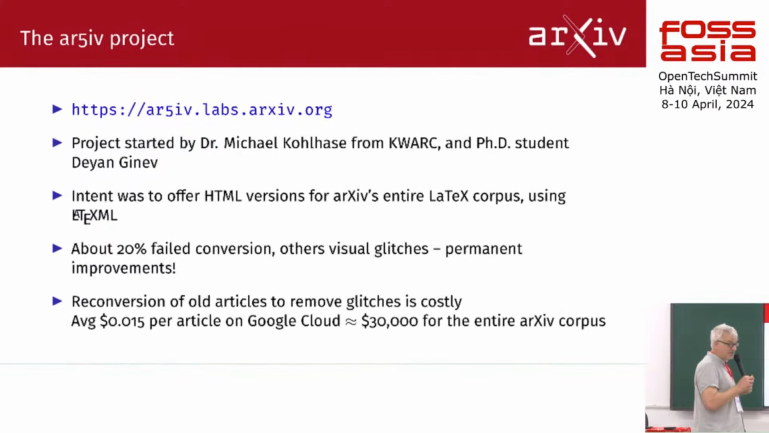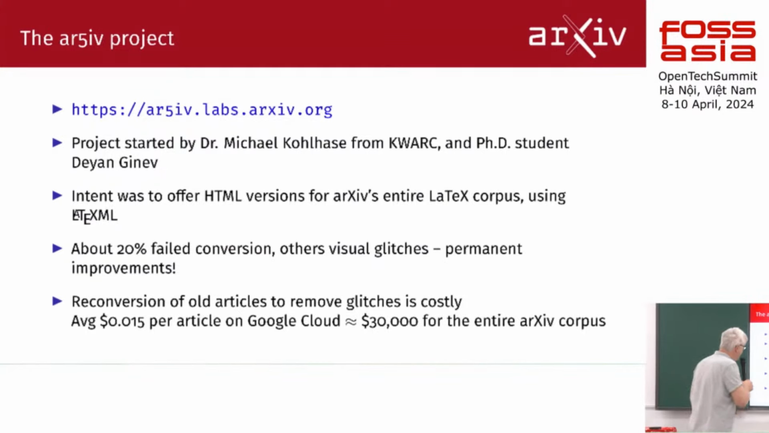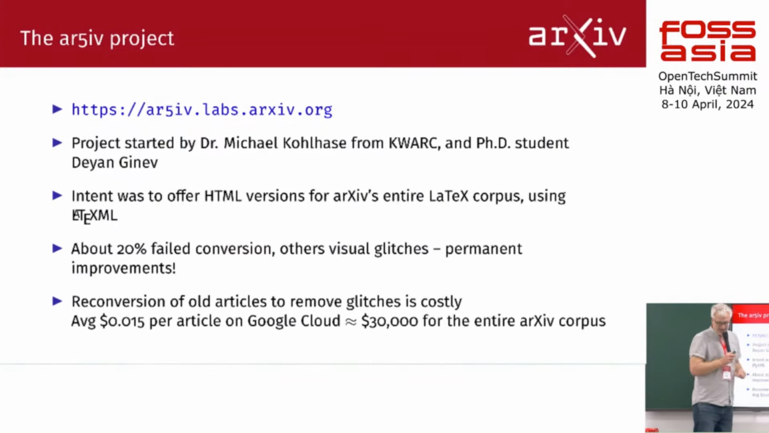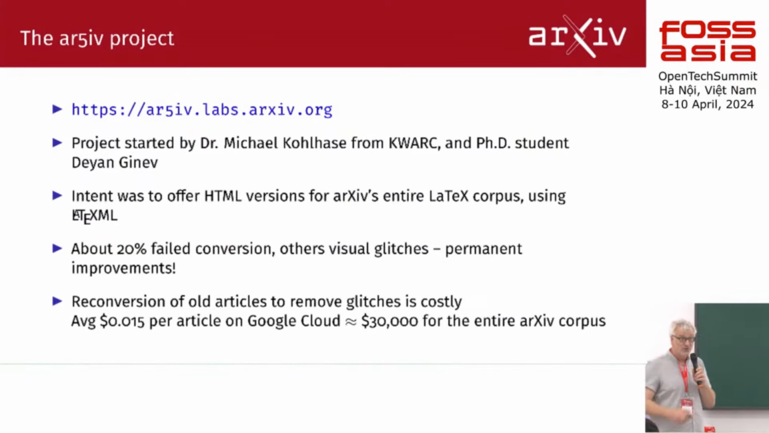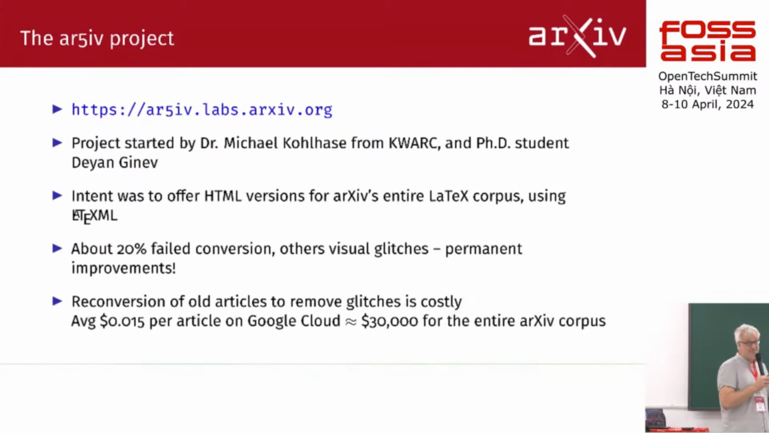Why? Also because there was a project before. It's called ar5iv, and you have to be careful here. There's a 5 here. Yeah, it's not an X. That was this website Michal and Deyan set up already long years ago to provide HTML access to arXiv papers. That was set up already. Of course, there were about 20% failures. Of course, there are visual glitches, and it's costly.